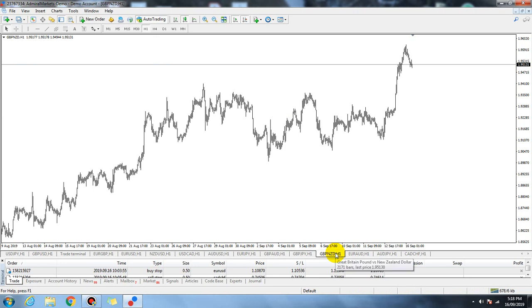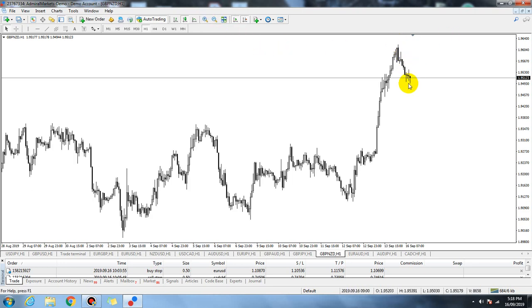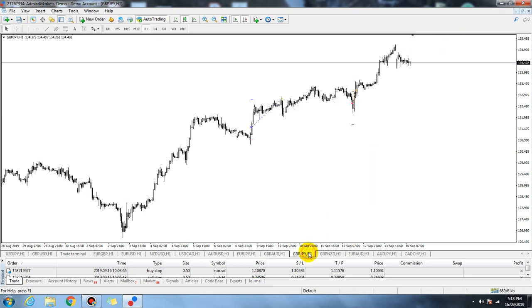Pound New Zealand, I was looking for all bullish patterns on this. We've certainly made a high, we've pulled back. We haven't formed a channel of any sort on that yet. It's just pulled back. So whether it rallies and then drops, we'll see what it does. We'll keep an eye on that.